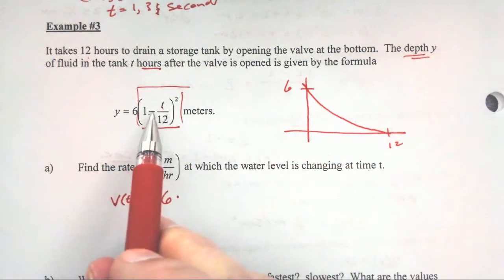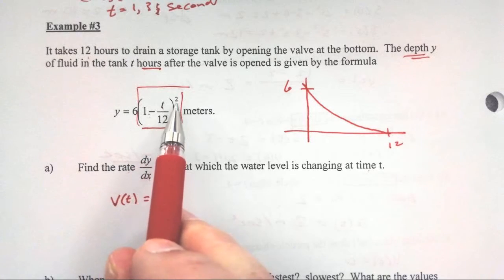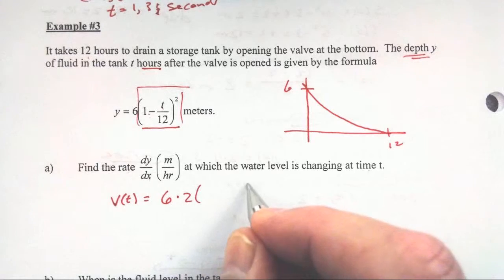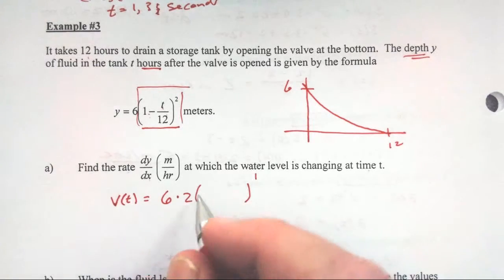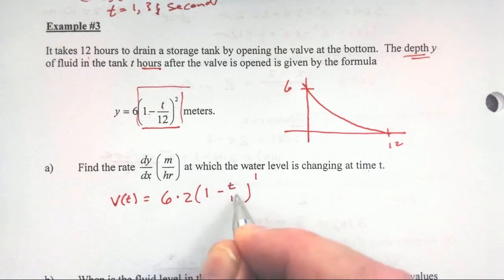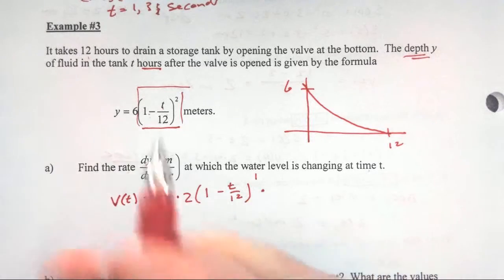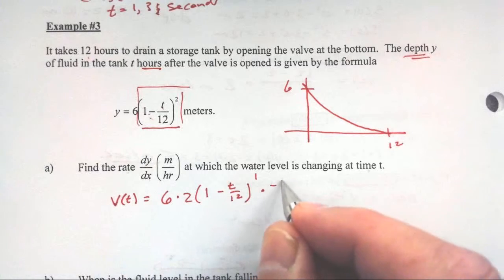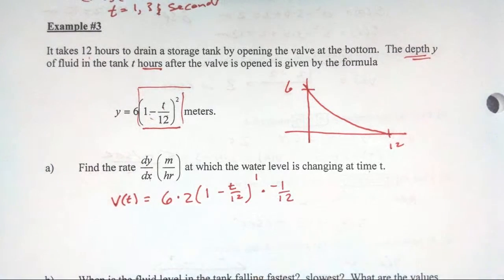So this 6 is a constant, 6 times the derivative. This says an inside function, 1 minus t on 12, and an outside function squared. The outside derivative is 2 times something to the first, 2 times the inside function. Then treat the baby, the inside derivative is negative 1/12. So that's kind of convenient here.